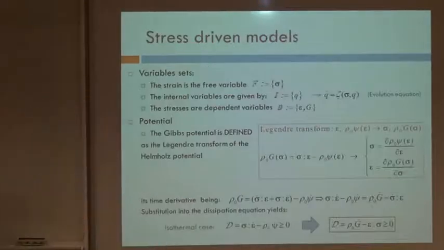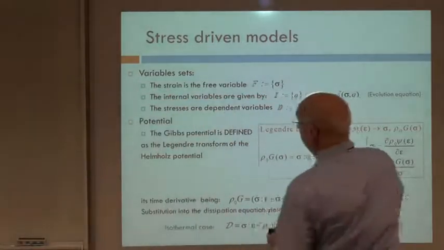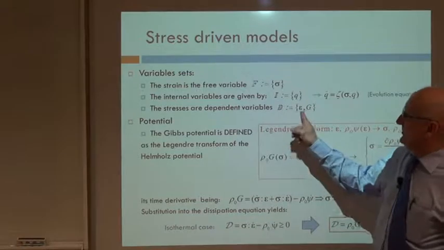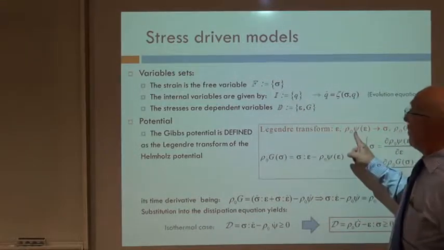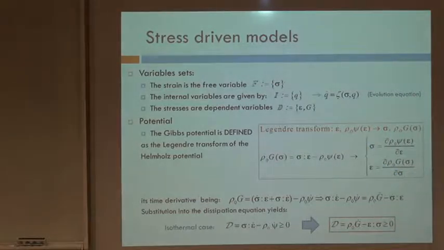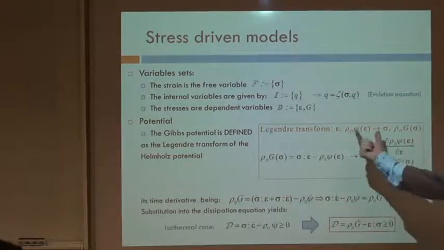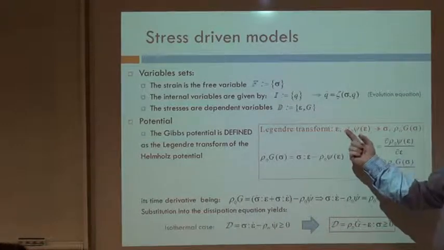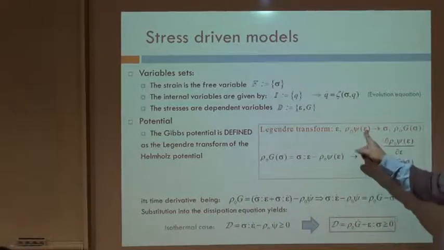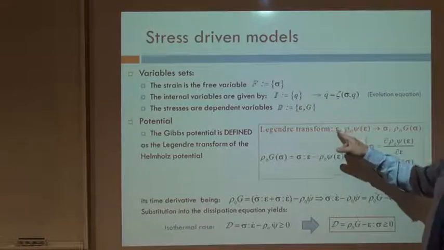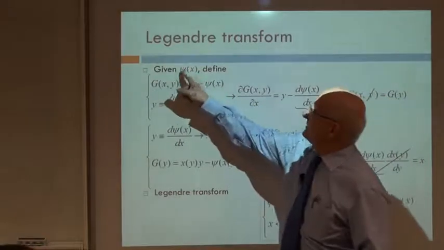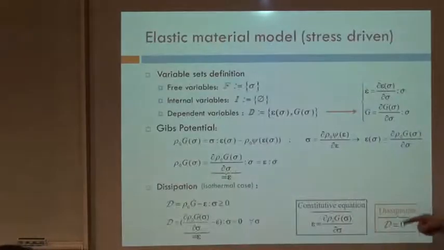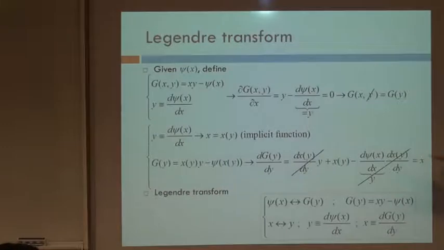Now that we know what the Legendre transform is, let's go back and define the Gibbs potential as the Legendre transform of the free energy. So the free energy per unit of volume, rho 0 phi, is a function of epsilon. So let's consider epsilon and the function phi of epsilon as the x and phi of x that we had before.